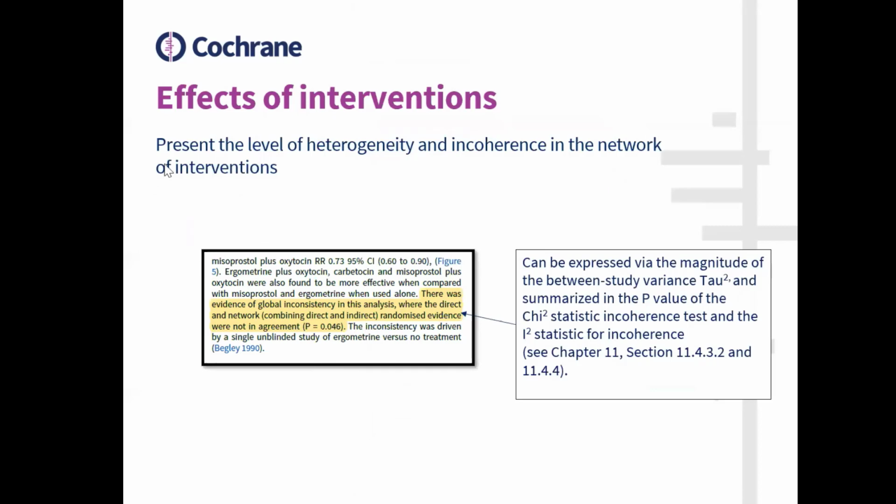It's important to present the level of heterogeneity as well and incoherence in the network. So going back to those methods that we specified for local and global incoherence, it's obviously important to specify the results for those. Here they put there was evidence of global inconsistency in this analysis, where the direct and network randomized evidence were not in agreement. Again, I think that should be indirect.